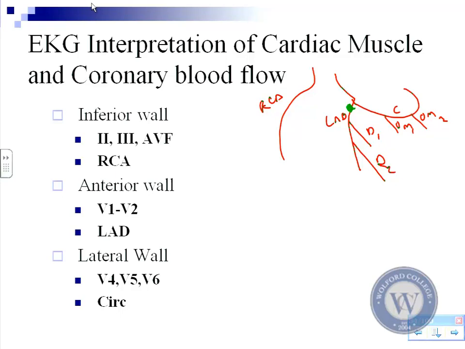If I have another guy with another disease process, let's say his LAD is normal, and instead we have circumflex disease of 80% here, okay? Then I'm going to monitor the lateral leads. So I'm going to monitor V4, V5, V6 for ischemia. And if I have RCA disease, I'm going to monitor the inferior wall, which is leads 2, 3, and AVF.